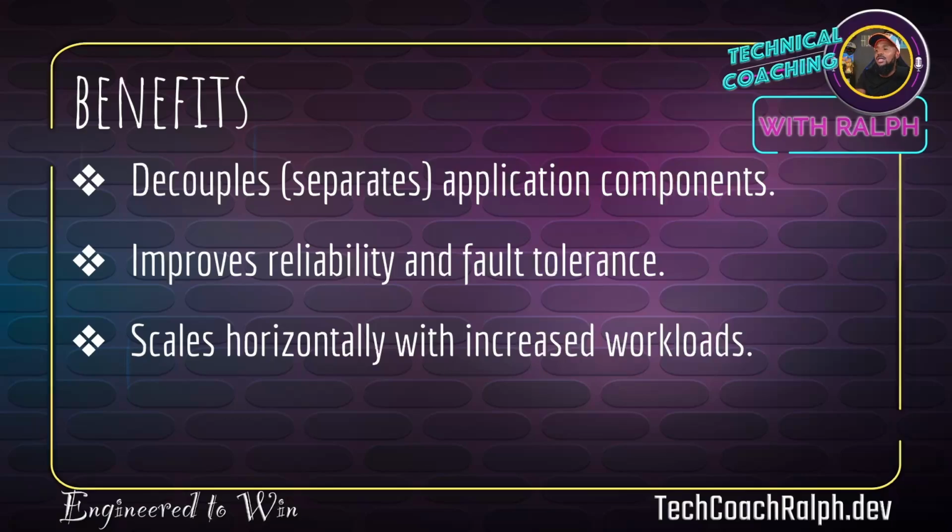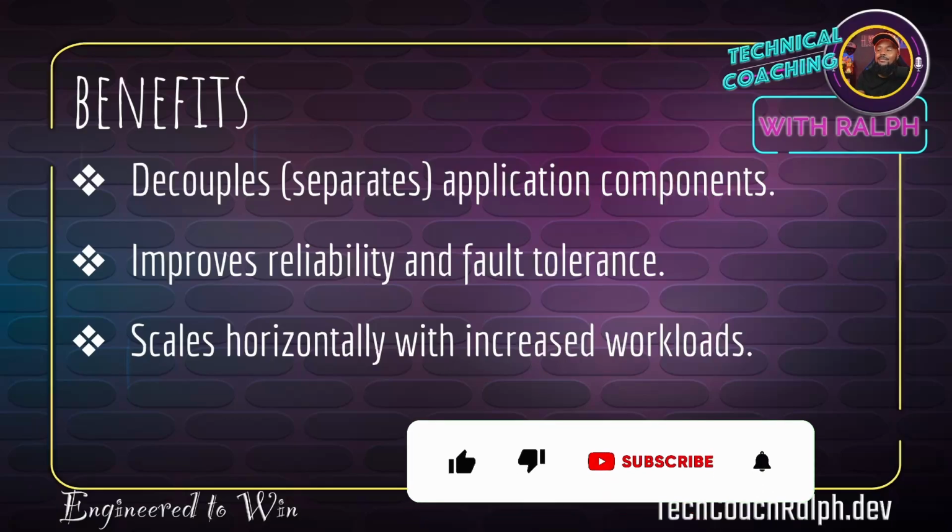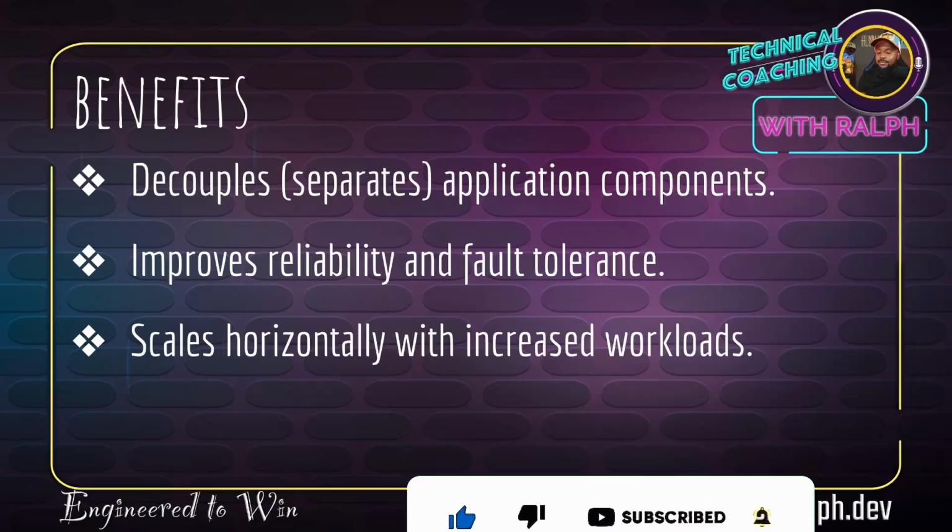And then it scales horizontally with increased workloads. So this is about load balancing. Let's say you get an influx of 5,000 messages when you normally get 1,000. Well, it's going to need to add some more messaging brokers to be able to process those messages. So it's going to distribute that and process it as needed.